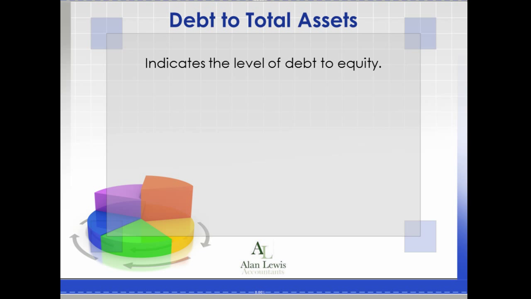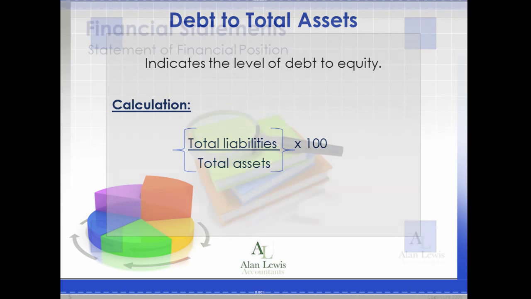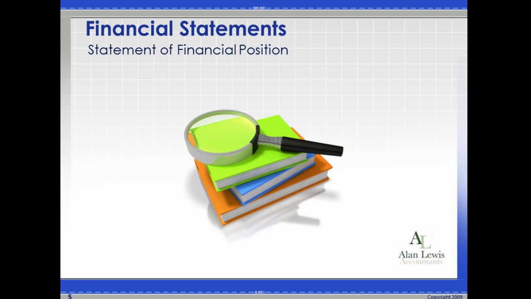Our debt to total assets ratio is an indicator of the percentage of a business's assets which are being funded through debt. The calculation, as I mentioned, really is quite simple. We're just going to take total liabilities, divide them by the total assets, and then multiply by 100 to gain a percentage. So we're going back to our financial statements from the accountant.